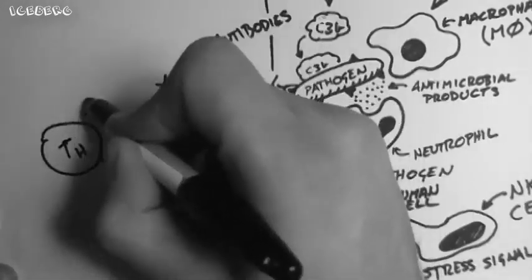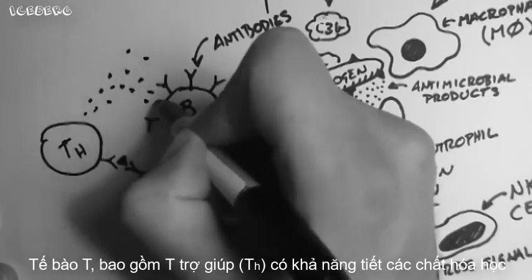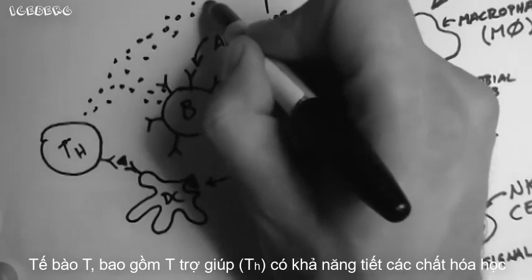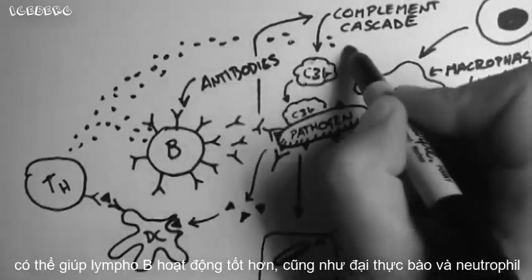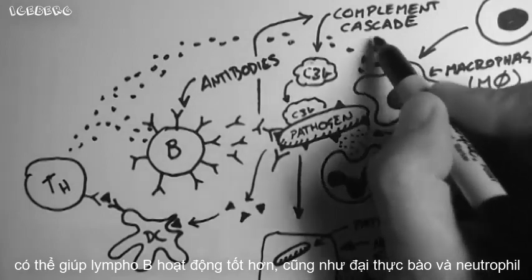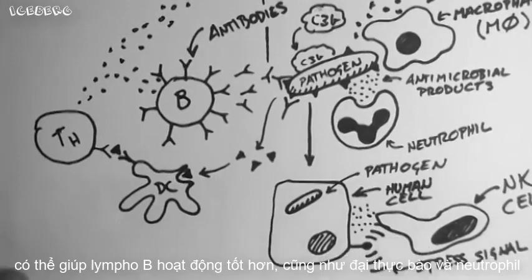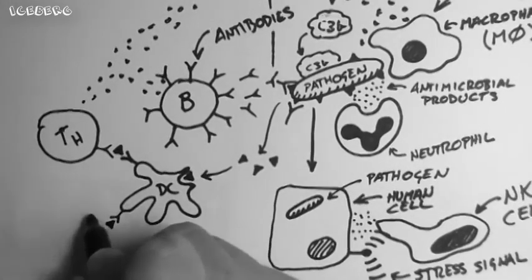And T cells, of which there are two types, this is a T helper cell, can then be induced to release chemicals that allow the B cells to do their job better and also encourage macrophages and neutrophils to arrive on the scene.